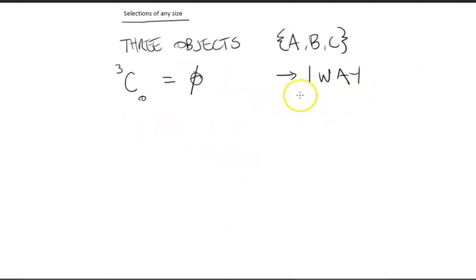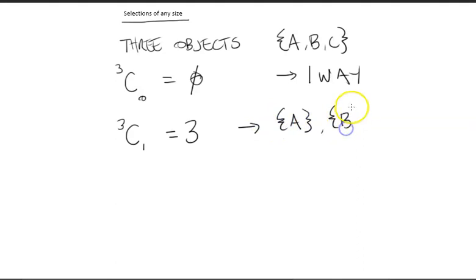The second way that we can have a combination is if we choose just one of them. So say for instance we have 3 objects and we want to choose one of them. This here is equal to 3. And the ways that we can have this are object A by itself, object B by itself, and object C by itself.